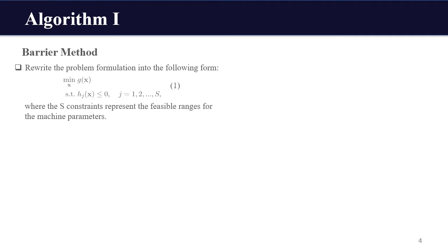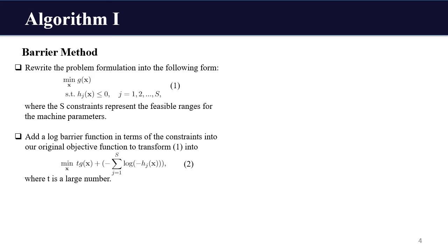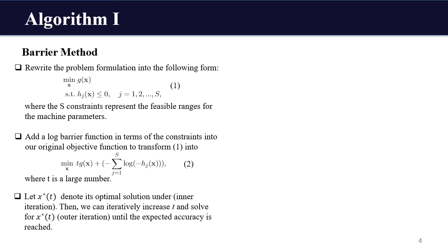To solve this constrained optimization problem, the first approach we develop is the central path method. We rewrite the original problem to form 1 and add the log barrier function in terms of constraints. So the constrained optimization problem is transformed to an unconstrained one. Under a certain t, we can get an optimal solution. We iteratively increase t and improve the optimal solution until the expected accuracy is reached.